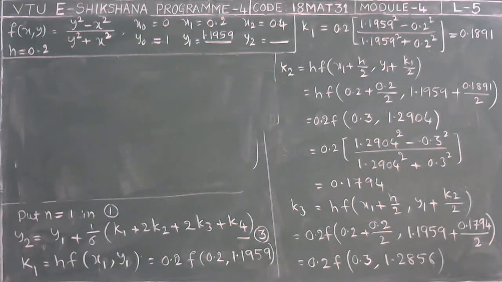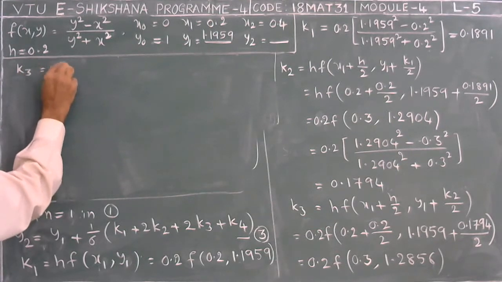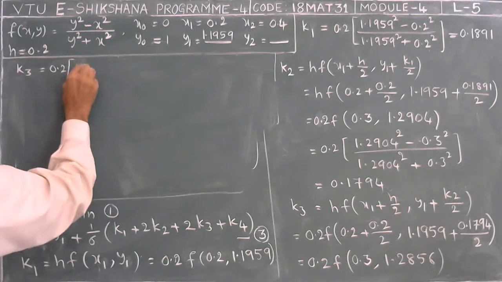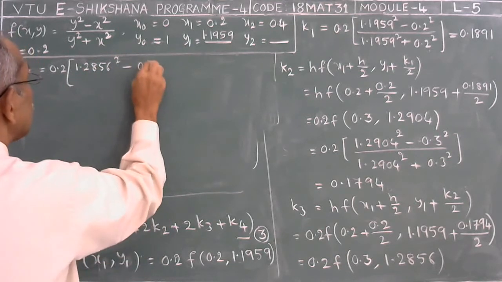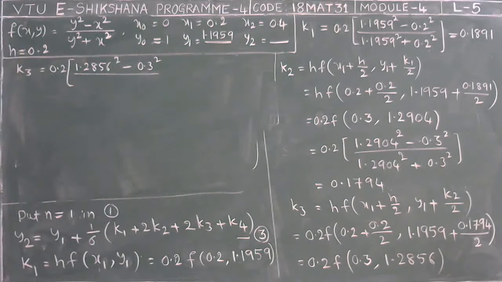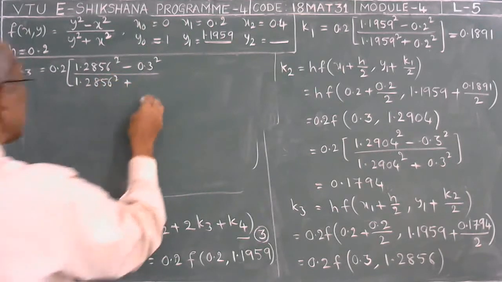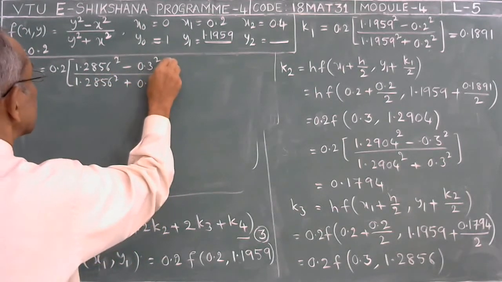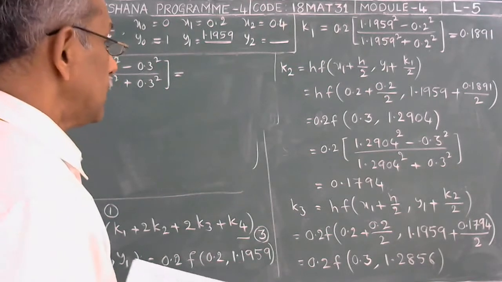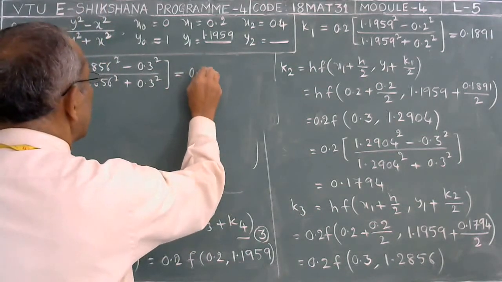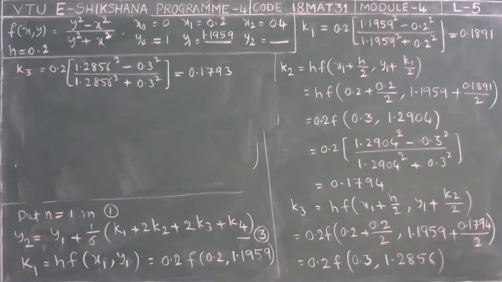Apply the definition. So k3 is equal to 0.2 into 1.2856 whole square minus 0.3 whole square divided by 1.2856 whole square plus 0.3 whole square. If you carefully simplify, you get k3 is equal to 0.1793. Now, last k value, k4, is left over.